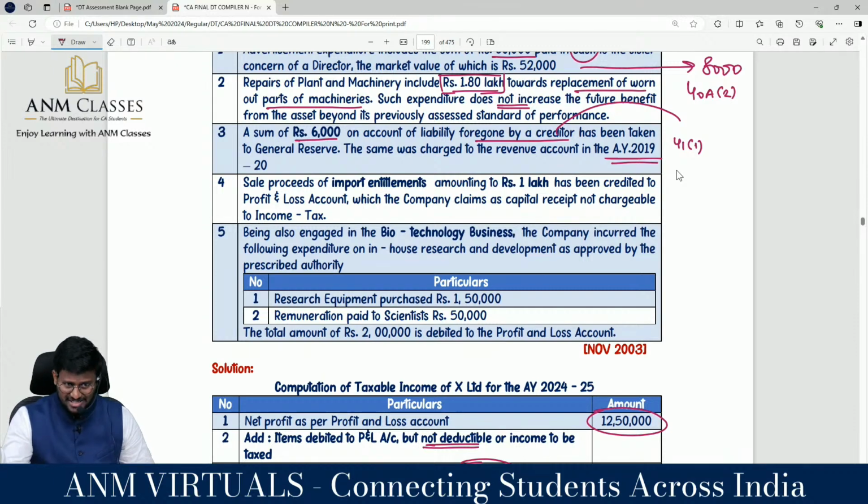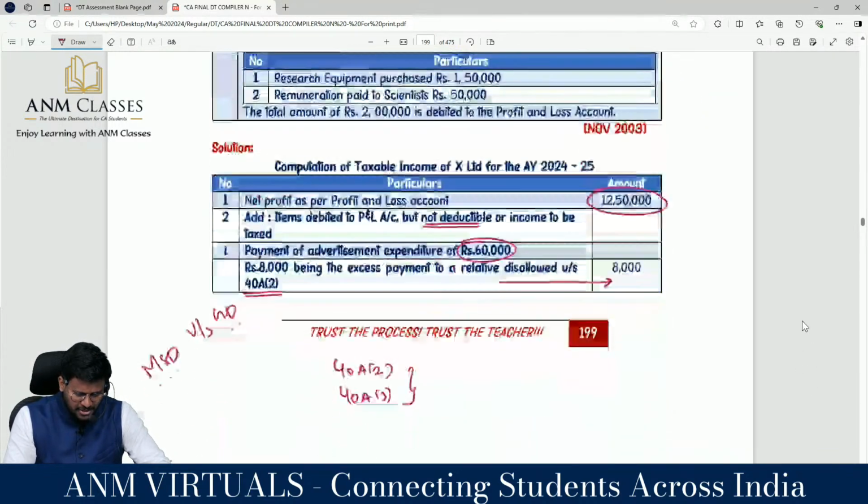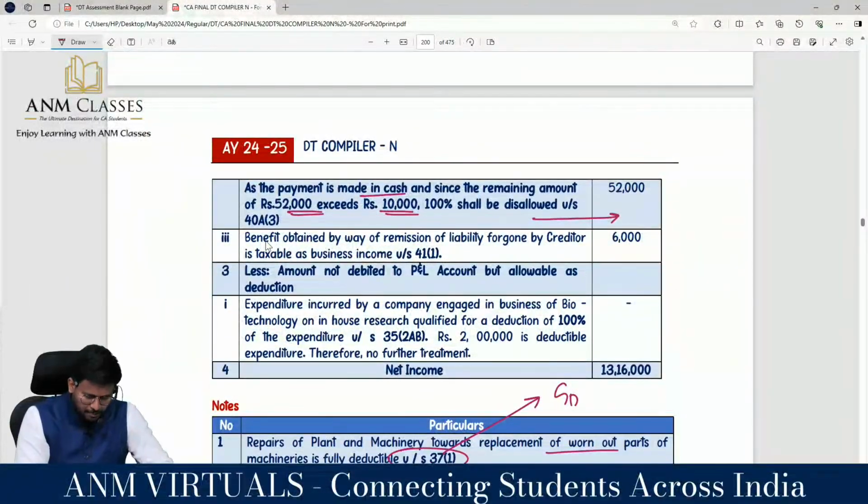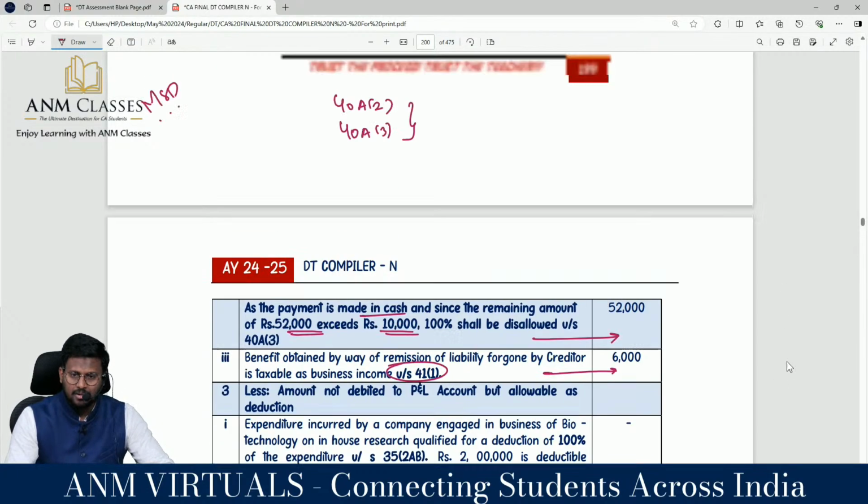This is last year purchase I have shown. Today the creditor is giving you a discount. So it should go to general reserve. So 41 subsection 1 will be applicable. 6,000 should be added. Benefit obtained by remission of liability foregone by creditor is taxable as business income under 41 subsection 1. That is 6,000.